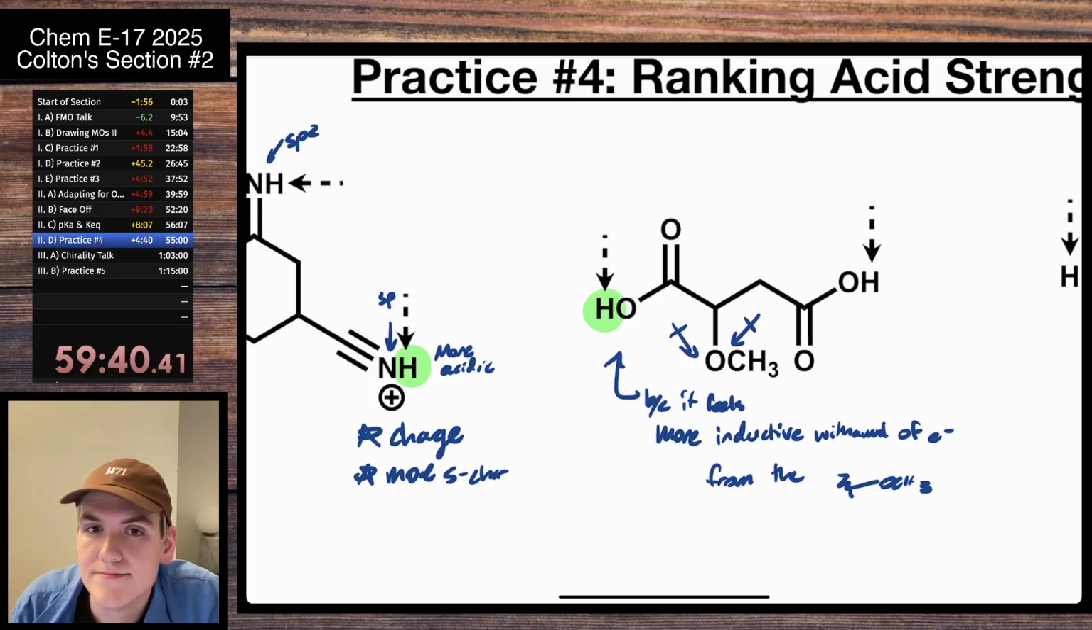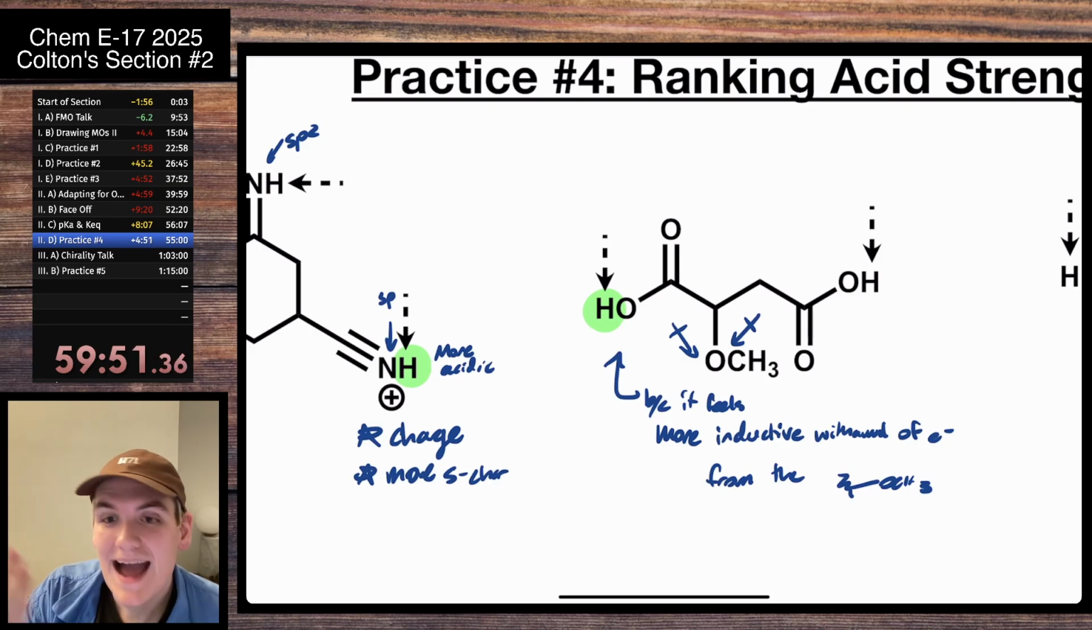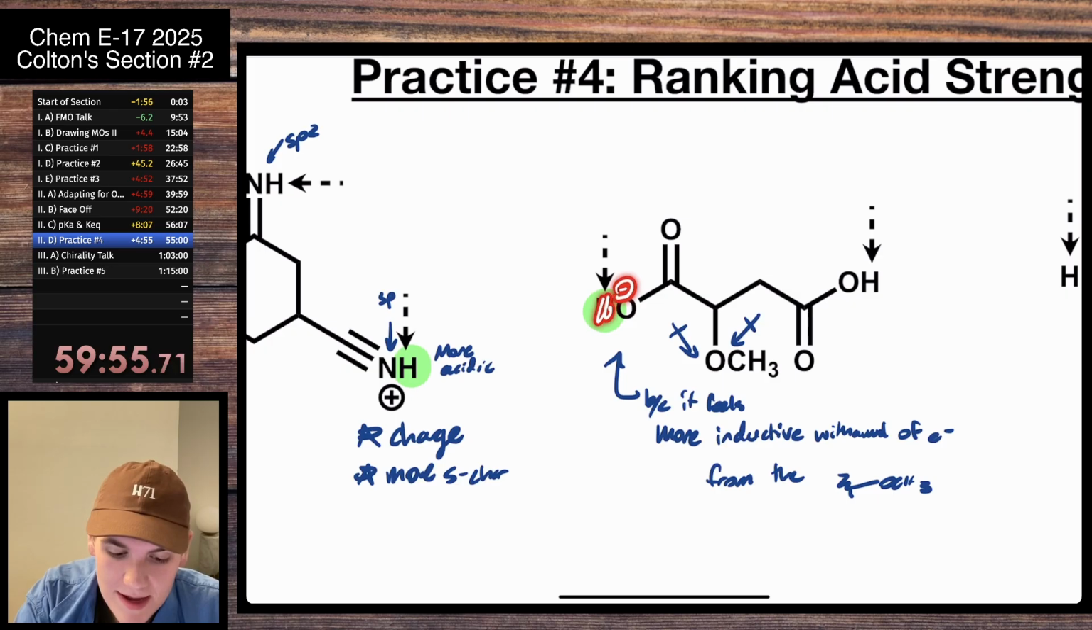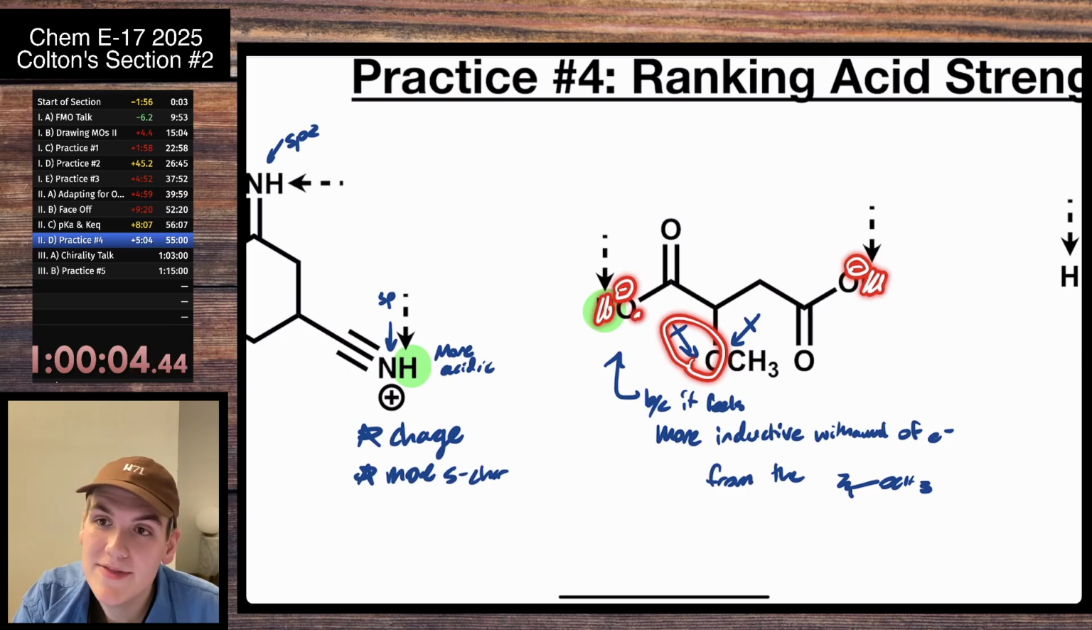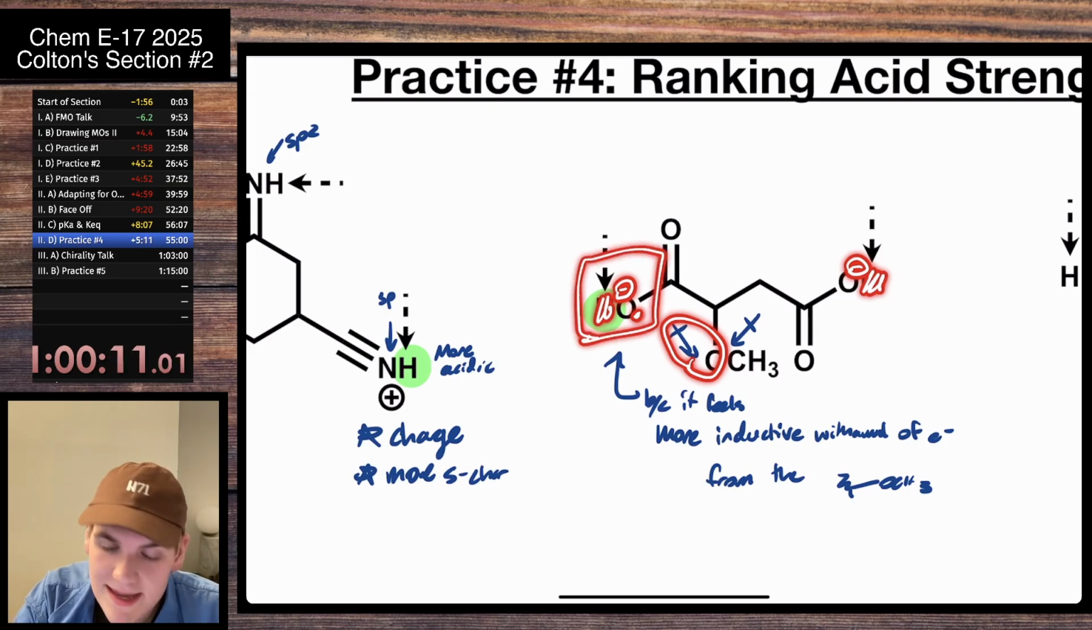So essentially what's happening is that this oxygen is pulling away the electrons that are bonding the hydrogen to the oxygen, which is why the hydrogen can escape. Again, I like to think about it in terms of the conjugate bases. If we had negative charges over here, this is pulling more electrons away from the negative charge, which is spreading out that negative charge, making it more stable.